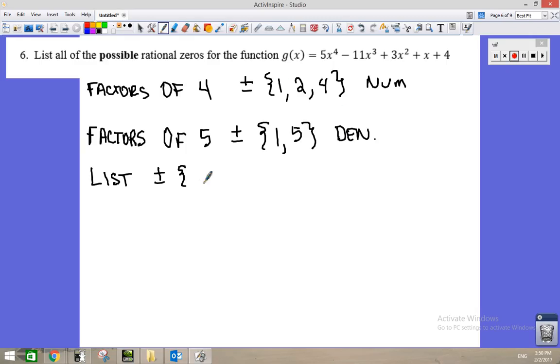So we've got 1 divided by 1. We've got 2 divided by 1. And 4 divided by 1. Now we move on to the next denominator, 5. We've got 1 divided by 5, 2 divided by 5, and 4 divided by 5. So there's our answer. We've got plus or minus. So there's 12 answers there. All of these positive values, then all the negative values as well.